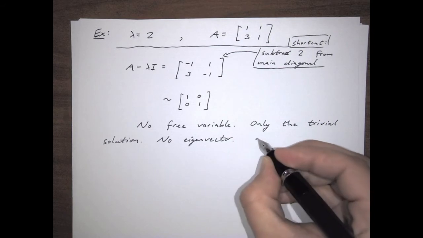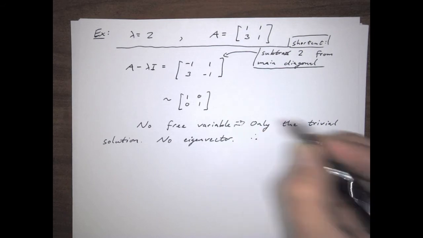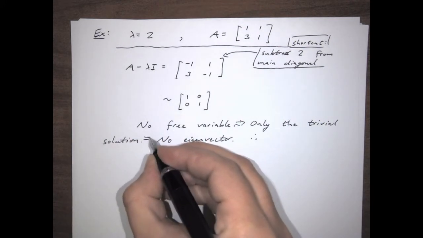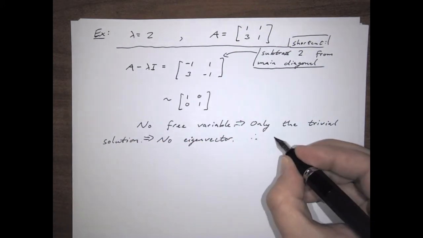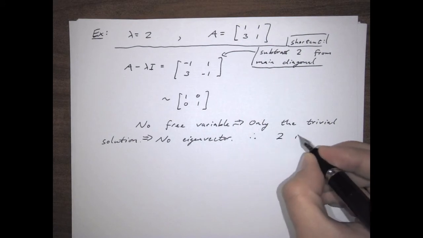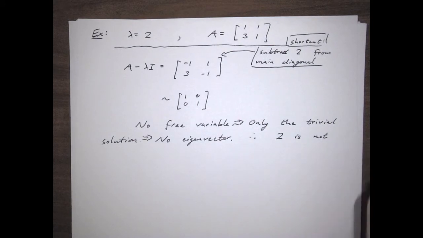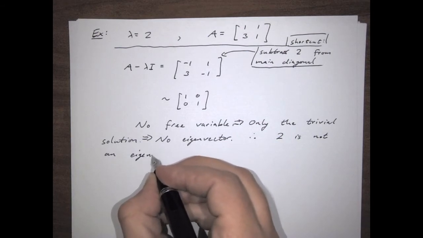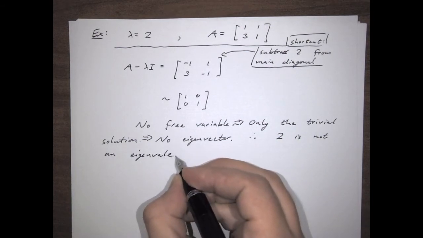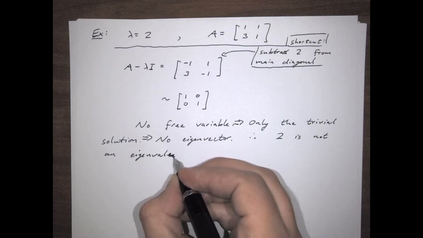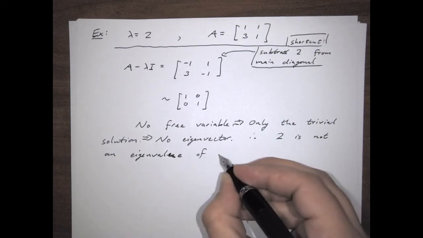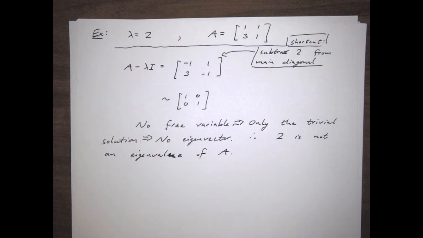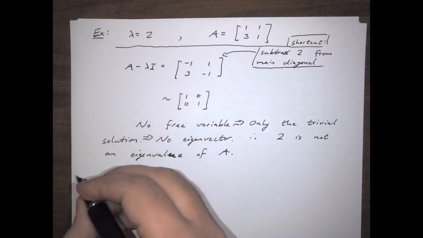Therefore, so this implies this, which implies this. Therefore, 2 is not, oops, an eigenvalue. 2 is not an eigenvalue of A. Okay, so that's what it looks like when it is not.